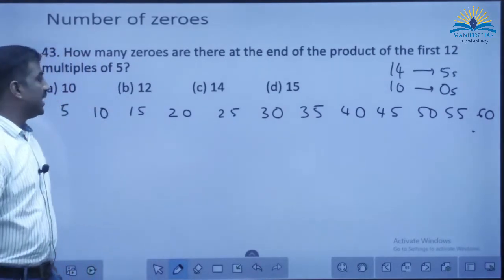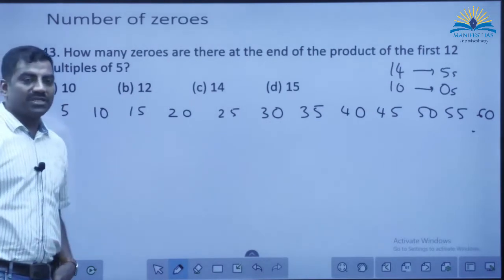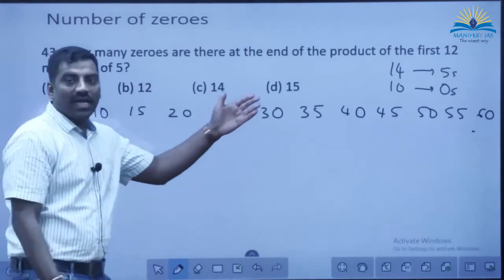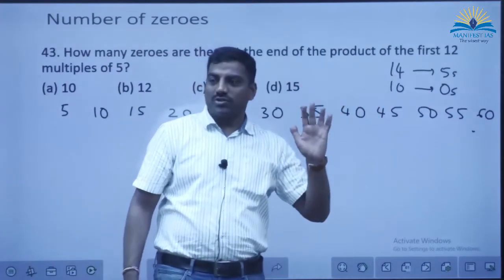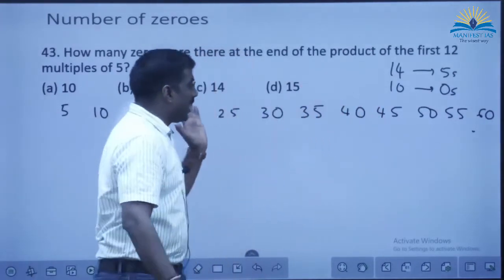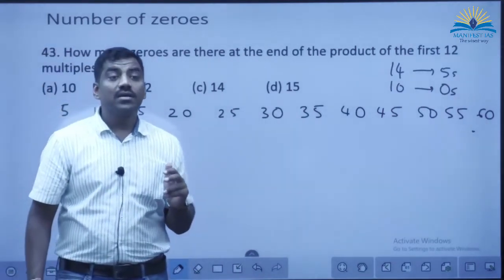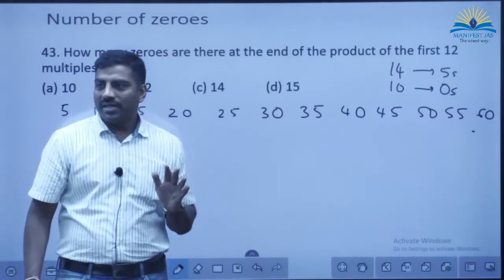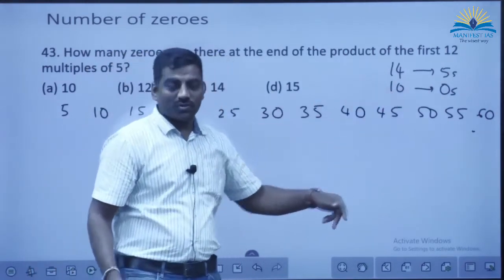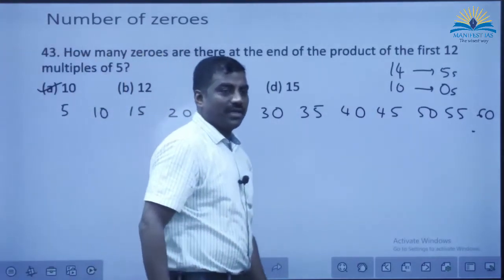So how many zeros will we get in the expression? I have written the answer here: 14 fives and 10 twos. So if you multiply all these terms, what is the number of zeros we get? 10. Yes, we can make 10 pairs, no? So the answer is 10. Okay?